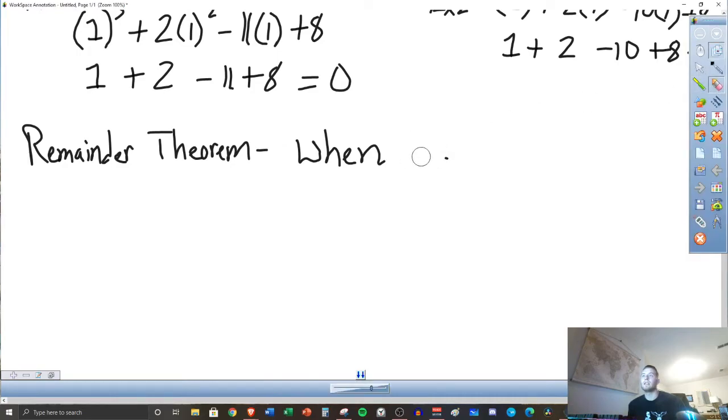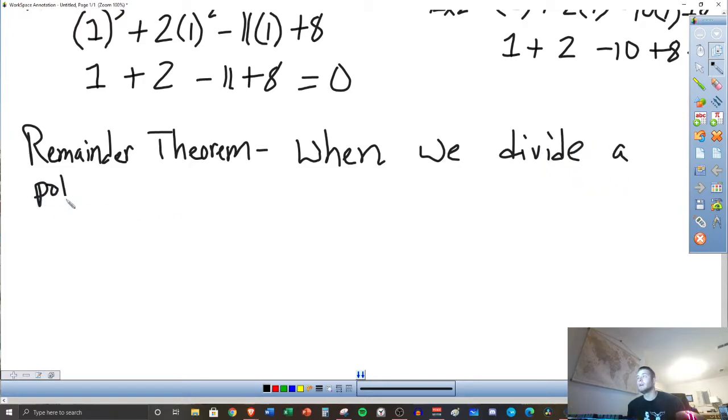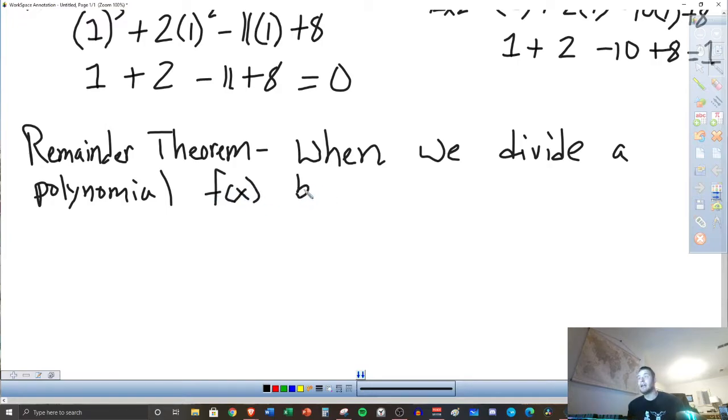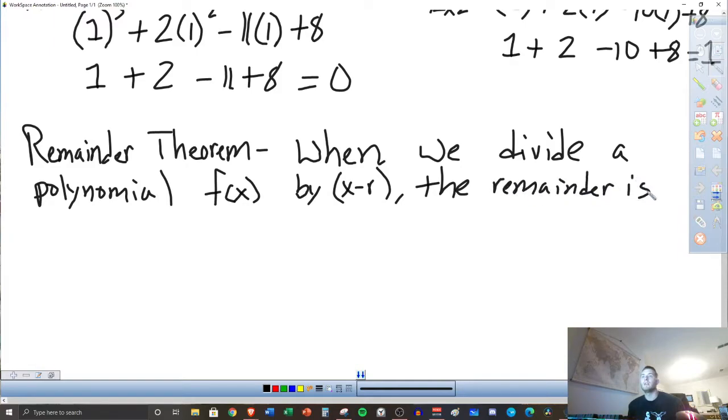I don't like how it's spaced, hold on. When we divide a polynomial f of x by x minus r, the remainder is f of r. This is saying all I have to do is take the 0, the root here, plug it in, and it gets me the remainder. The remainder is always equal to f of r.